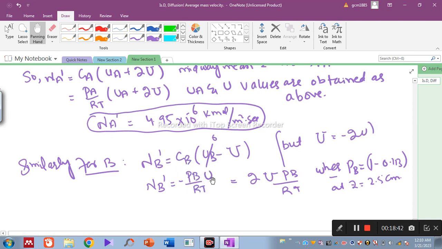Now u is equal to minus 2u, as we know, in the direction away from the liquid surface. So it is 2u Pb divided by RT, and Pb is nothing but 1 minus Pa, and Pa in the middle position is this value. So at z is equal to 2.5, we will obtain the molar flux of component B in the middle position of the diffusion path.